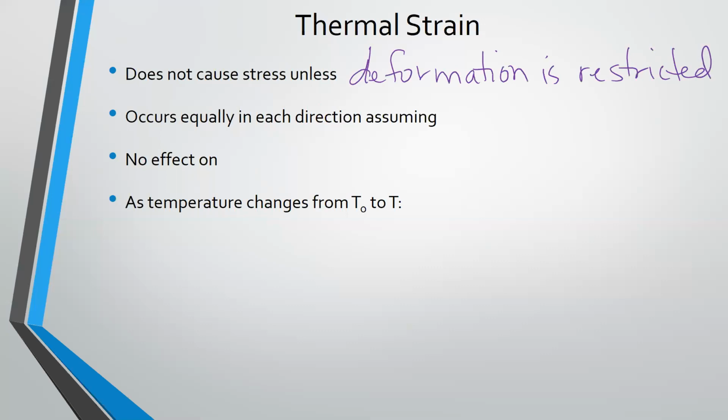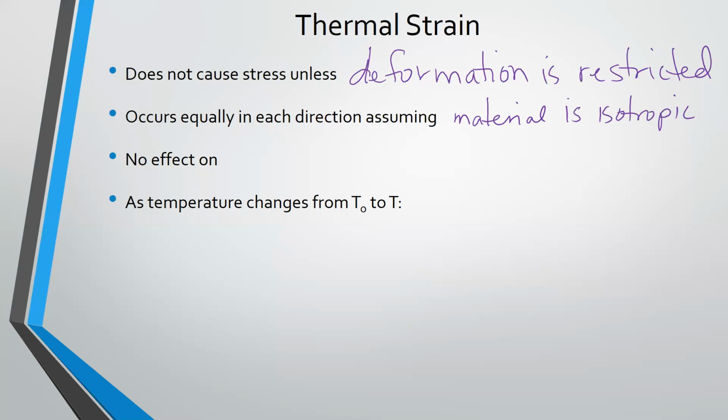When you have free expansion or contraction of a material, this will occur equally in each direction, provided that the material is isotropic. So provided it has the same coefficient of thermal expansion in all directions, which typically materials do, but I'm not going to guarantee it, but typical materials you'll be dealing with will. So as long as that's true, then you're going to see that it's going to want to expand the same in all directions.